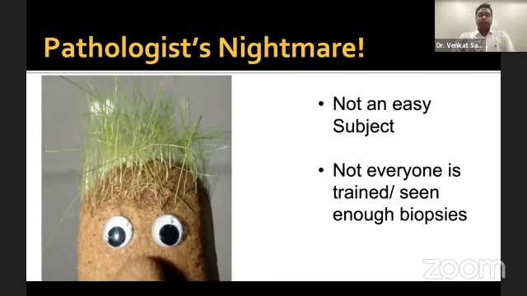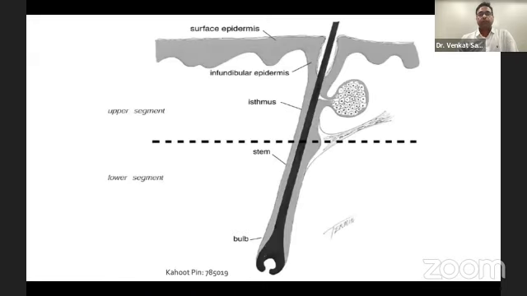Pathologists, yes, it's not an easy subject. Not everyone is trained or has seen enough biopsies to be proficient in it. So anyway, let us go to the basics of the hair anatomy. I'm sure all of you know this, but it's just a refresher.